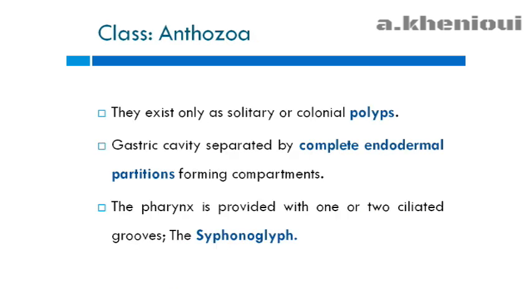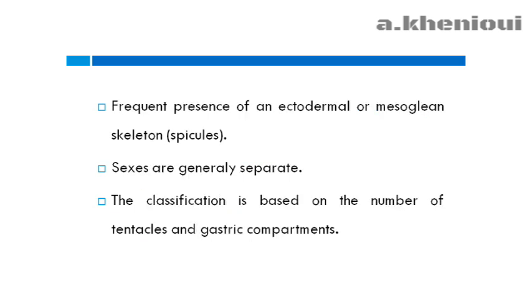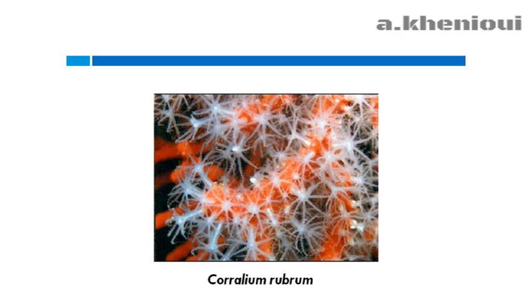The third class is the class of Anthozoa. They exist only as solitary or colonial polyps. The gastric cavity is separated by complete endodermal partitions forming compartments. The pharynx is provided with one or two ciliated grooves, the siphonoglyphs. Anthozoa are characterized by the frequent presence of spicules. Sexes are generally separate, and the classification is based on the number of tentacles and gastric compartments. Here we have an example of Anthozoa. This species is called Corallium rubrum.